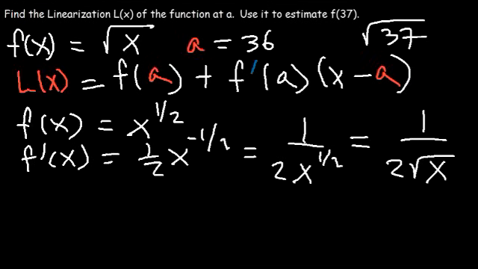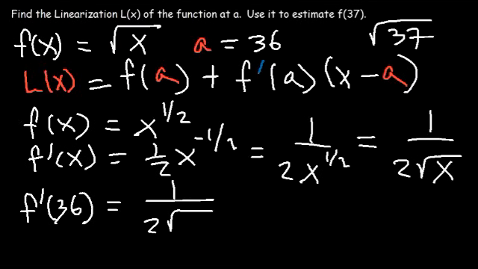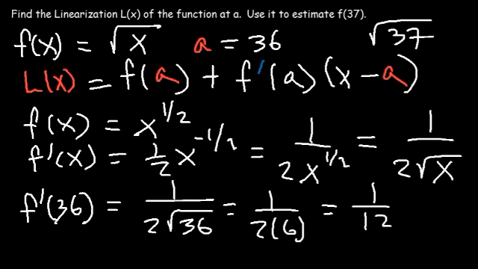So if that's f prime of x, then f prime of a, where a is 36, is going to be 1 over 2 times the square root of 36. And the square root of 36 is 6. And 2 times 6 is 12. So therefore, f prime of a is 1 over 12.